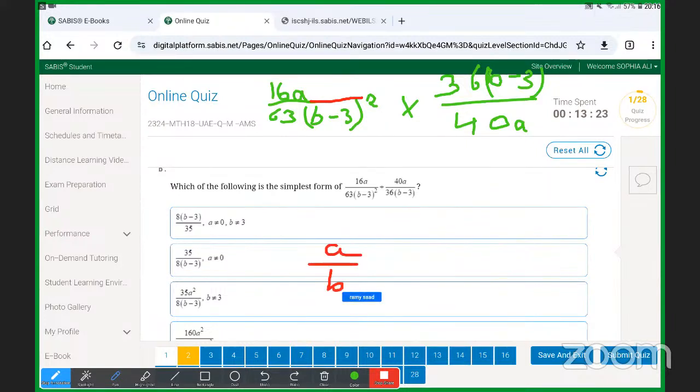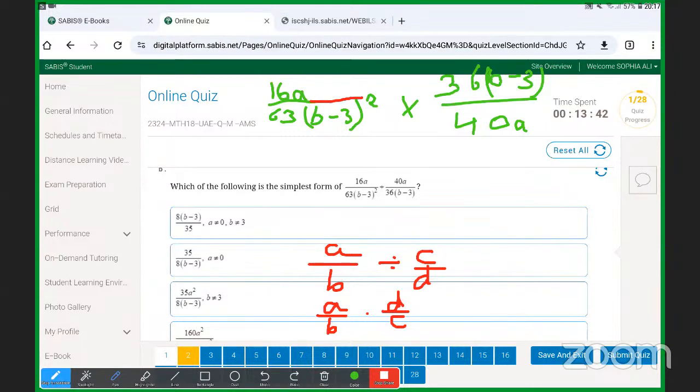When you have A over B divided by C over D, fractions don't know division, but they know multiplication. So A over B will be multiplied by D over C. This is a rule, okay? So you should always do that.